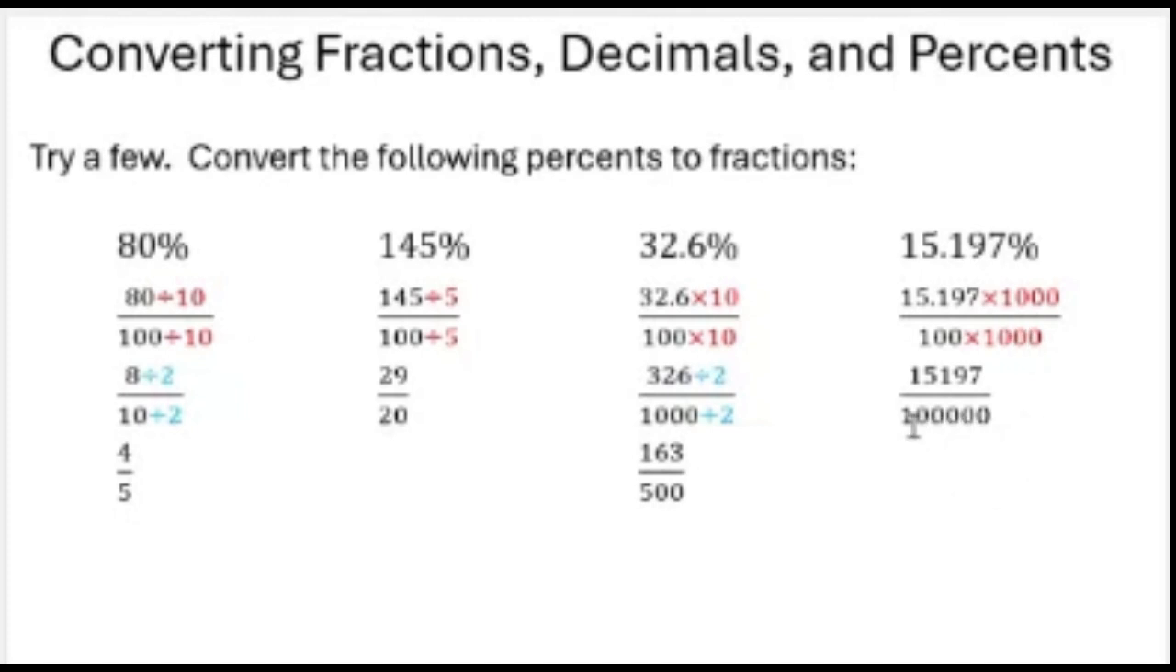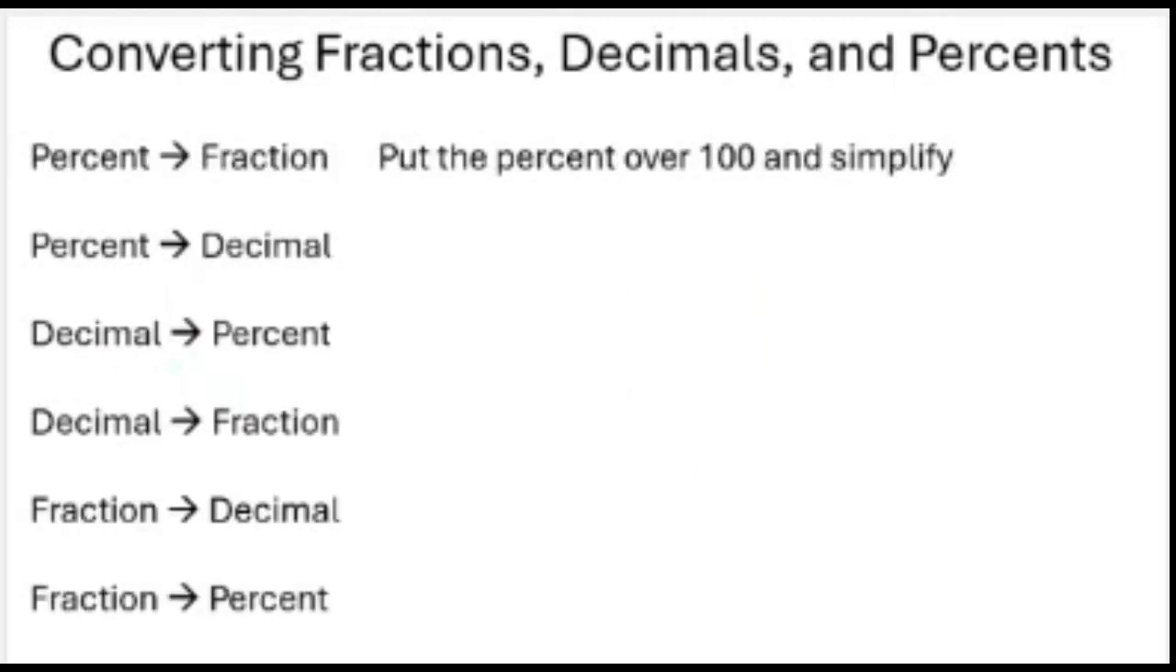The nice thing about 100,000, 10, 100, 1,000, 10,000, and so on, is that the only things that go into it are 5 and 2. So it's usually pretty obvious if it reduces, right? It either has to be even or end in a 5 or 0. Okay, so there is our first option. When we want to go from a percent to a fraction, we put the percent over 100 and we simplify.